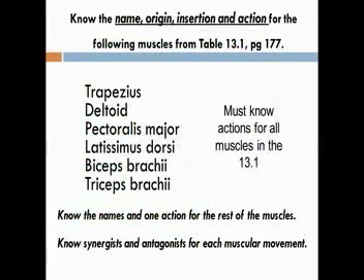For Chapter 13, you must know the origin, name, insertion, and action for these muscles listed: Trapezius, Deltoid, Pectoralis major, Latissimus Dorsi, Biceps Brachii, and Triceps Brachii. You must know an action for all of the muscles located in Table 13.1, and you must be able to identify synergists and antagonists for each muscular movement that these muscles have. You do not need to know any of the innervation located in Table 13.1.